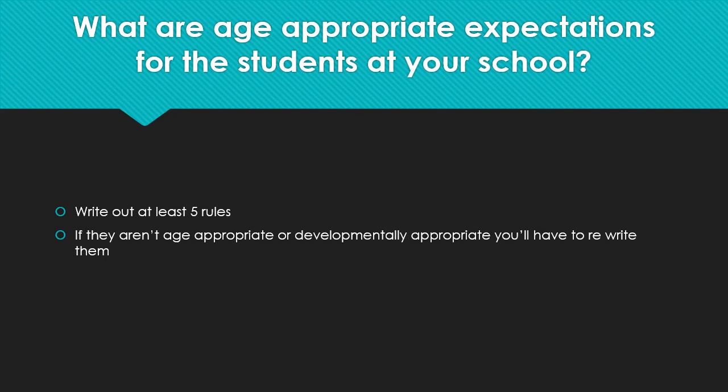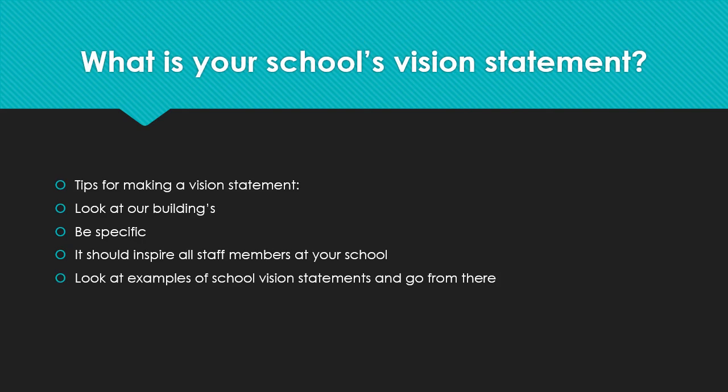Next, you need to determine the expectations or the rules that are appropriate for the students at your school. If you have 12th graders at your school, do you think that you really need to have something that says no running in the hallways? Or is that maybe more appropriate for elementary or preschool age? You should have at least 5 rules, no more than 10. If they're not age appropriate or developmentally appropriate, you'll have to rewrite them.